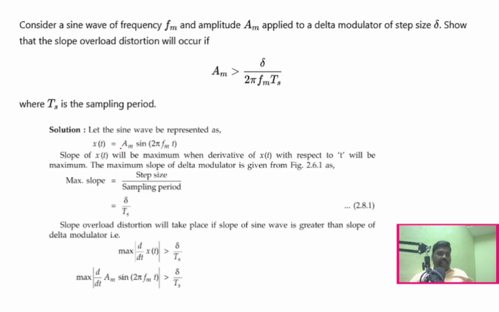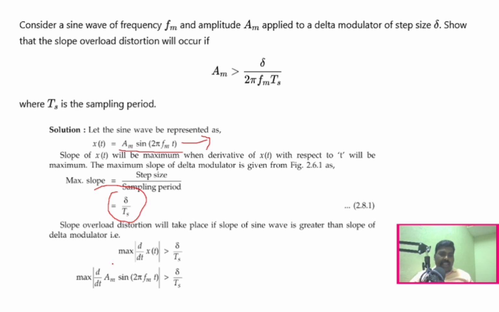It's a sine wave, so I'm taking it as Am sine 2 pi Fm t. To find the maximum slope, we can use step size divided by sampling period, del by Ts. The slope overload distortion will happen if the input signal slope is greater than the slope of the delta modulator. So this is the slope of the delta modulator. Now we will determine the slope of the input signal.